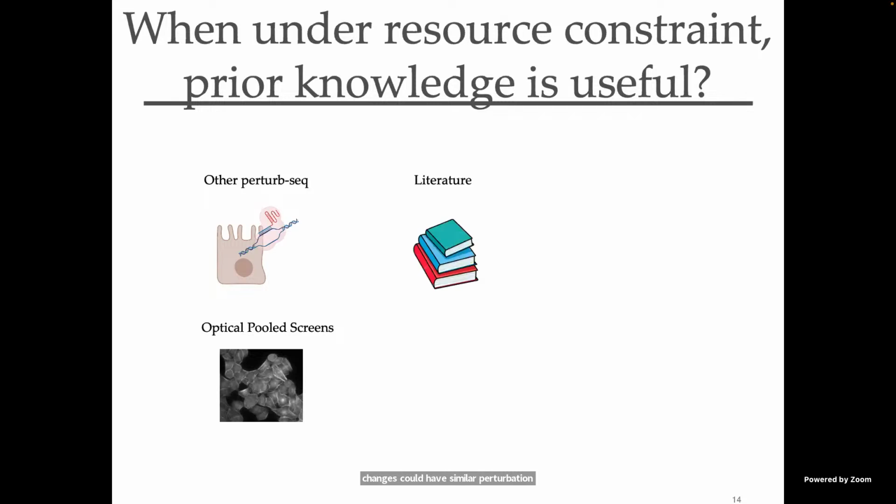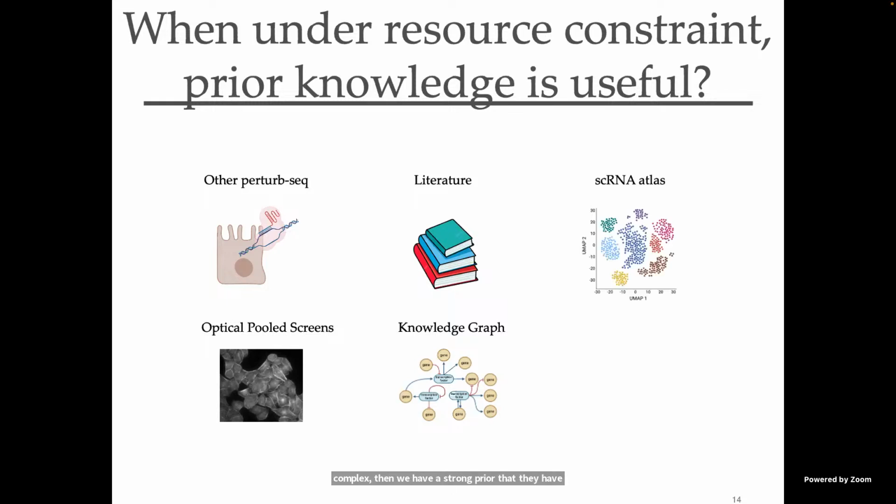There's also vast literature around each gene and how it affects downstream effects. And there are knowledge graphs capturing protein-protein interactions, like physical interactions. For example, if two proteins are in the same protein complex, then we have a strong prior that they potentially have similar perturbation outcomes. And there's also single-cell RNA-seq from a vast amount of data, and biochemical structures, where proteins that are similar should potentially have similar functions.